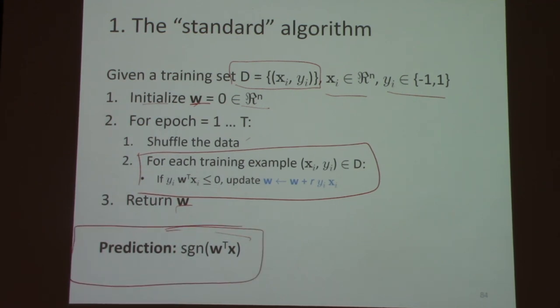What do you mean by shuffle the data? You have a list of examples, you just shuffle the list. Randomly permute, it's not a fixed permutation. So for each epoch, we're shuffling the entire data set. Yes, and running over the entire data set. That's right. So changing the order.